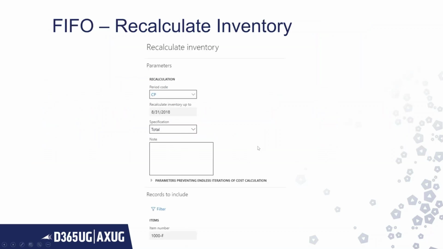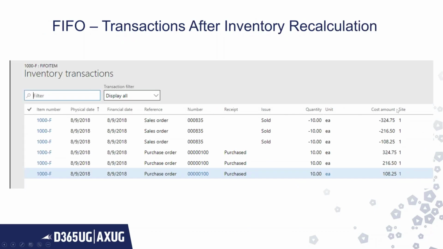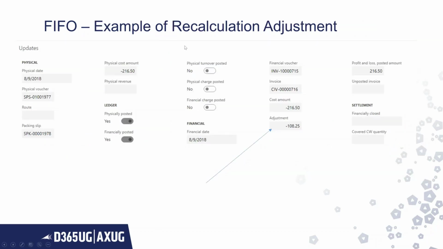Now we do the recalculate. And we'll see here, we get an adjustment up 108 and an adjustment down 108 against this sales order. Here's now our adjusted, after the fact, cost of goods sold for these items. Again, recalculation put this in the FIFO layers. Then here's what it looks like on the actual transaction itself. You'll see that cost amount, but with this adjustment is the adjustment amount that it's making. All right?